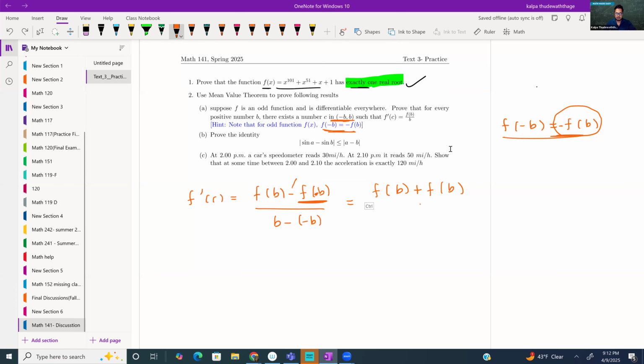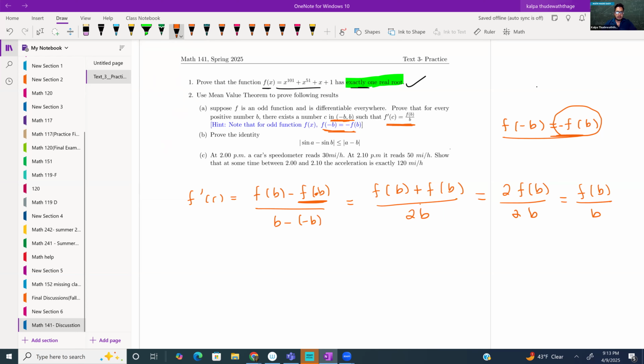And this is 2b, and I find 2 f of b over 2b, and I can cancel out 2, and I find it's equal to f of b over b. So that means we prove the condition that there exists a number c in the interval minus b to b such that this condition is satisfied. Clear?